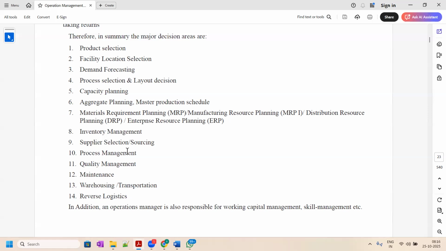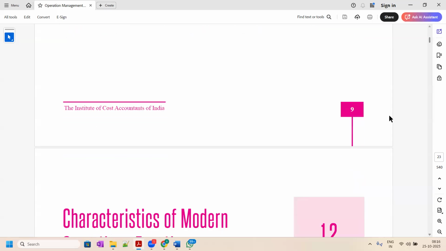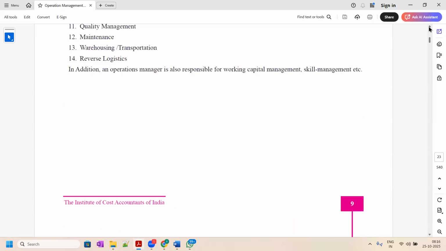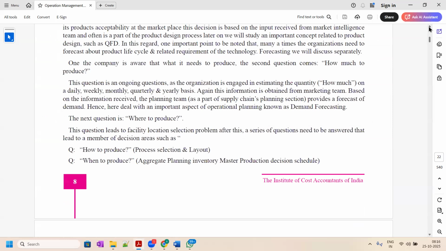Warehouse or transportation, the storage and movement of goods. Reverse logistics, where returned goods should be handled properly. Or recycling, if we are working on that, should be engaged appropriately. All that is something we need to engage with here. So with this, we ended 1.1. 1.1 was all about the scope of operations management. I hope you have understood this. Any doubt, guys?